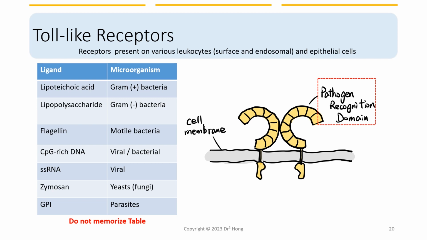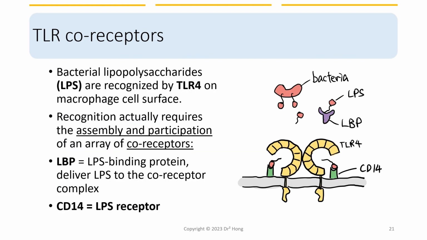Now, when I look at toll-like receptors, it reminds me of something. The horn of a sheep. Out of all of the subtypes of toll-like receptors, I want to focus on toll-like receptor 4 for our discussion. Toll-like receptor 4 is found on the macrophage cell surface, and it can recognize bacterial lipopolysaccharides, or LPS, commonly found on gram-negative bacteria surface. Actually, their recognition requires some work and requires assembly and participation of other co-receptors.